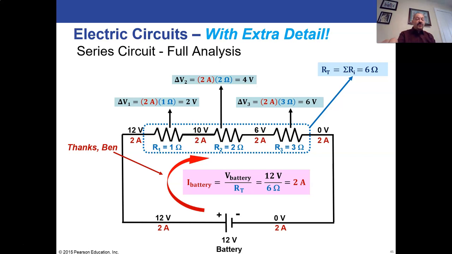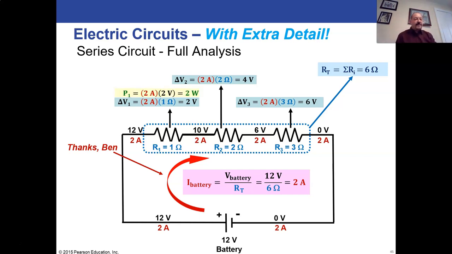And that's why if you look at the black numbers here, you see we start with 12 volts before it hits the first resistor. It loses some of the voltage, those 2 volts across that first resistor, to become 10 volts. The second resistor takes away 4 volts, so we drop down to 6. And the third resistor takes away the 6 volts, and that leaves us with 0. And it's 0 until it gets back to the battery where it's recharged to 12 again. And that's what's going on here.